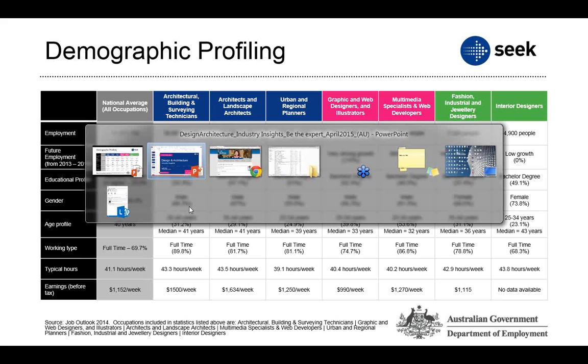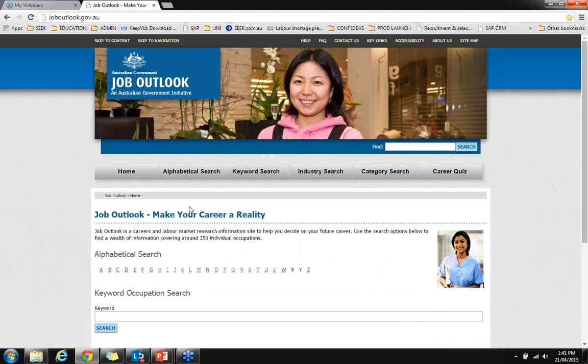So all you need to do, let me go to the correct web page, is go to joboutlook.gov.au. You guys should be able to see that on your screen now. When you're in here, there's a lot of information. Now, there's a couple of ways you can look for particular occupations, and they've got 400 of them, but they list them in lots of different ways.